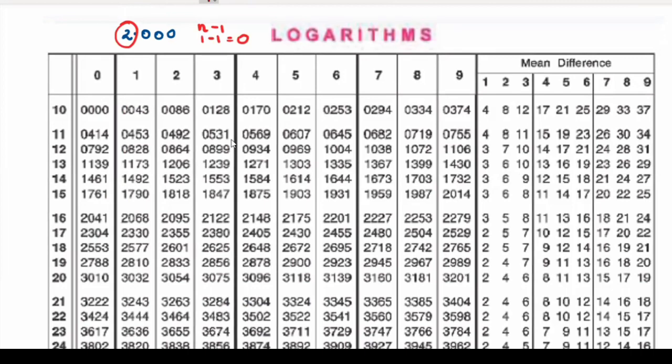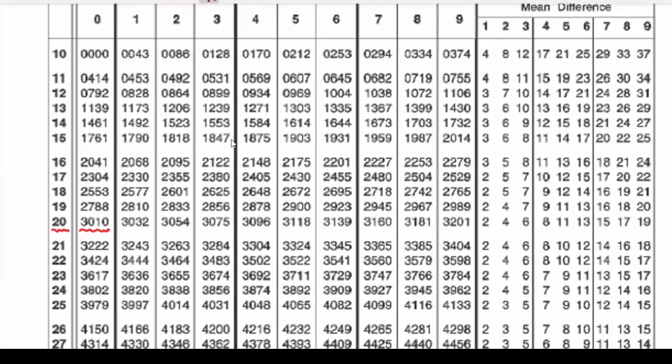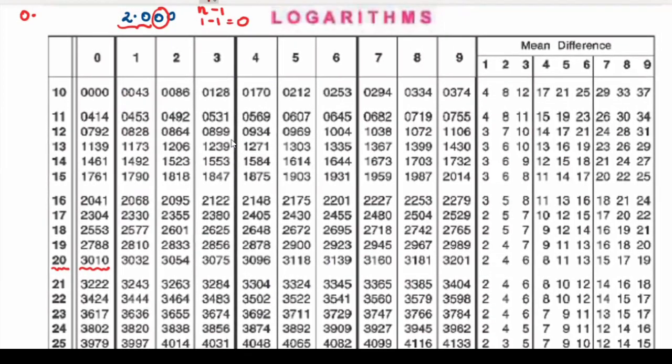Okay, so the characteristic over here will be 0. Now let us look into the mantissa. First we are going to take two digits, that is 20. So in row 20, you are going to look at column number 0, and then the next digit is 0. So we do not have any mean difference over here for 0, so just ignore that part.